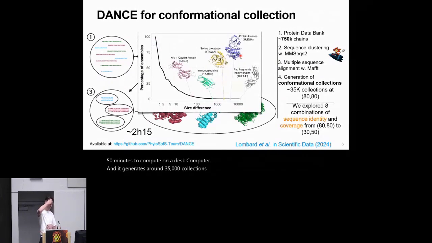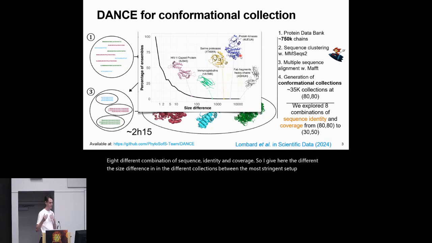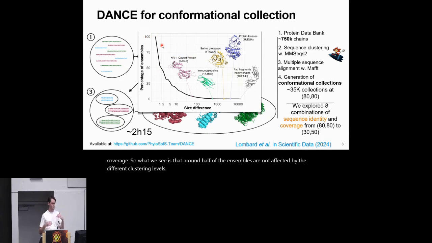So in the paper, we have explored 8 different combinations of sequence identity and coverage. So I give here the size difference in the different collections between the most stringent setup, which is 80% identity, 80% coverage, and the most permissive one, which is 30% identity and 50% coverage. So what we see is that around half of the ensembles are not affected by the different clustering levels, but the ones that are affected tend to be the clusters containing the most studied proteins in the PDB with a lot of resolved 3D structures.